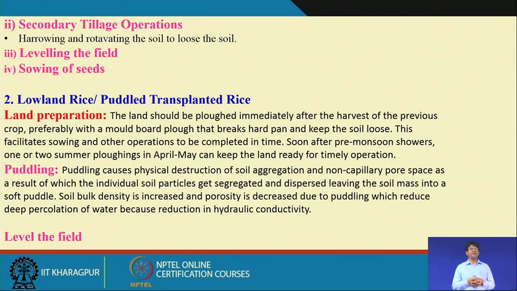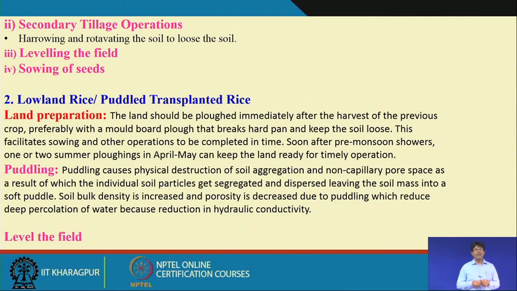So, you go for puddling. When you go for puddling, the land should be plowed immediately after harvest of the previous crop, preferably with the moldboard plow that breaks the hard pan and keeps the soil loose, and this facilitates the sowing operations to be completed on time. Soon after pre-monsoon showers, summer plowing, also done in April-May, can keep the land ready for timely operation. Then you go for puddling.